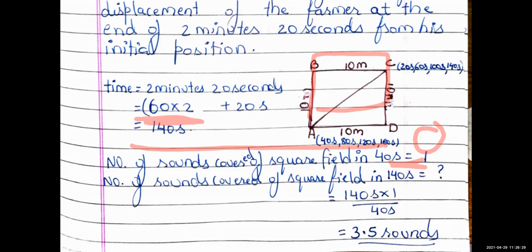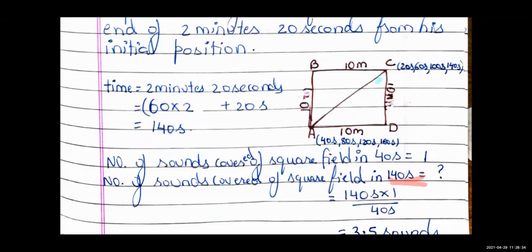So let's see, 3.5 rounds means he will be where? He starts from point A, B, C, D, A. One round. Again from A, B, C, D, A. Second round. A, B, C, D, A. Third round. Now half round more means he will go from A to B, B to C. Yes, this is the final position of the farmer, and A is the initial position.